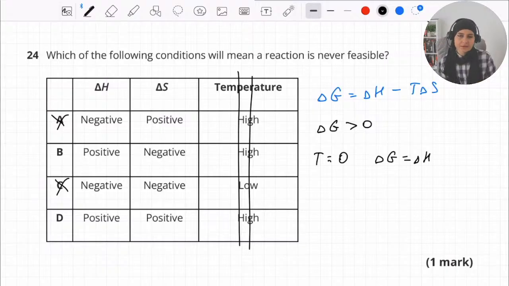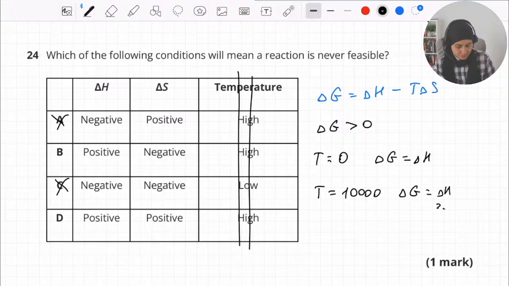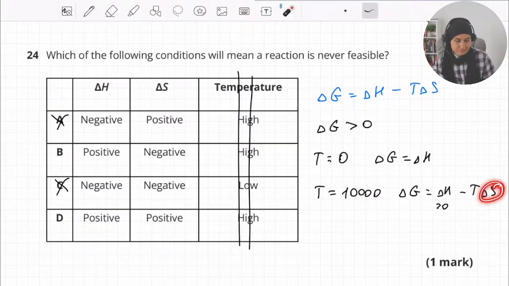And then what if the temperature is high? Let's say it's very high, let's say 10,000 kelvins. Then delta G is this positive number, we already know that, and then minus a huge T delta S. So if delta S is positive, you would have a positive number minus a huge positive number. That would make delta G negative.